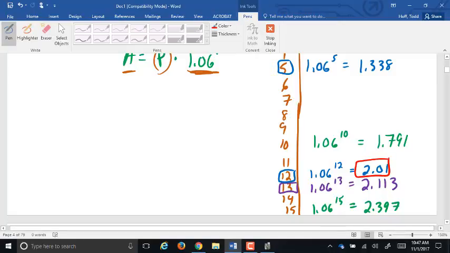Now remember we had mentioned yesterday the rule of 72 when it comes to compound interest. 72 divided by 6 is 12, so that makes sense. 12 years is a logical spot.